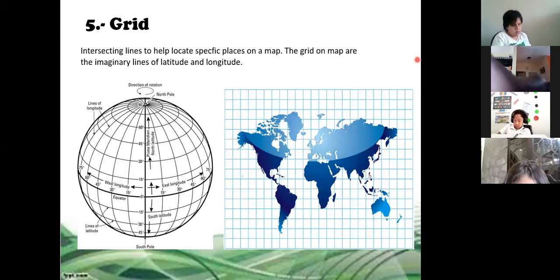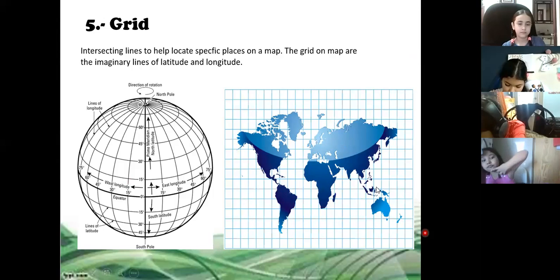That's a good question. How did they discover these lines if they cannot see them? Well, with investigation and studies, they created these imaginary lines to study the world better.